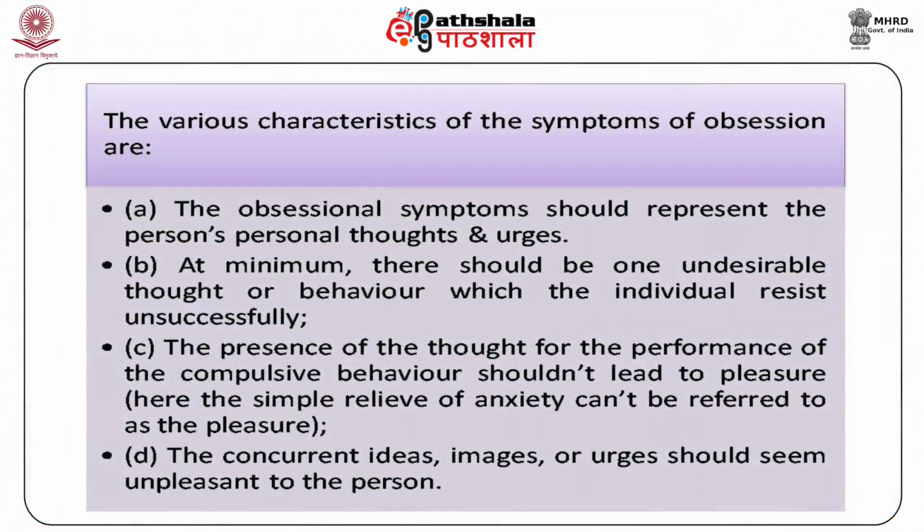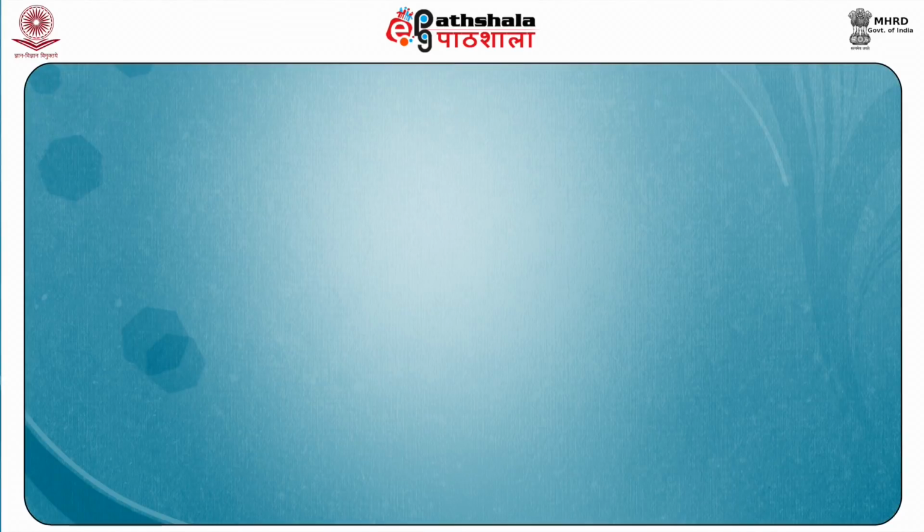The various characteristics of symptoms of obsessions are: the obsessional symptoms should represent the person's personal thoughts and urges. At minimum, there should be one undesirable thought or behavior which the individual resists unsuccessfully. The presence of the thought for the performance of compulsive behavior should not lead to pleasure. Here, the simple relief of anxiety can be referred to as the pleasure. The concurrent ideas, images or urges should seem unpleasant to the person.